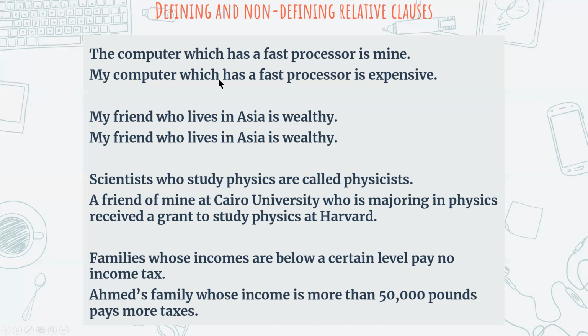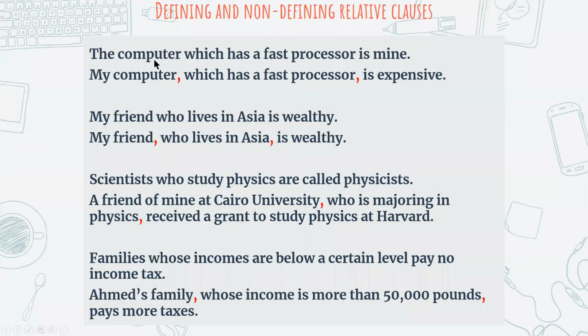My computer, which has a fast processor, is expensive. "Which has a fast processor" is also giving more information about my computer. I'm just giving you extra information about my computer, okay? But there's one important thing that you need to understand, which is the punctuation of defining and non-defining relative clauses. Sometimes you see "which" preceded by a comma and sometimes you don't. So let's talk about that.